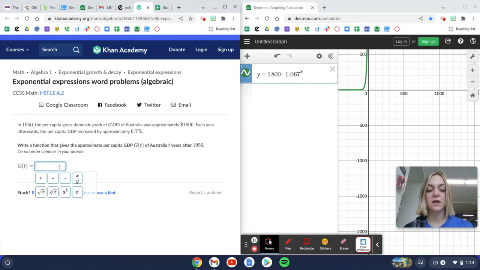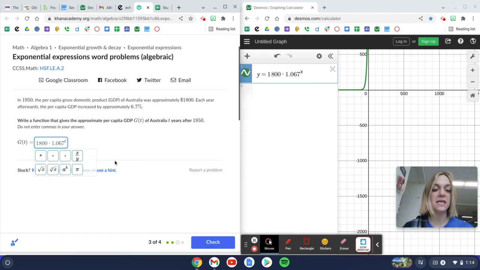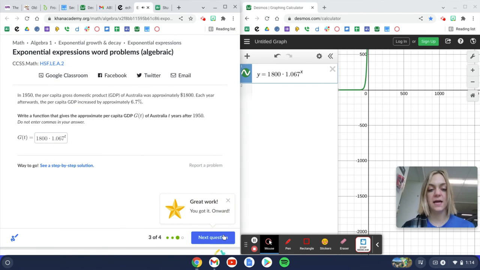So when I come over here to type that in, it's going to be 1,800 times 1.067. And then I'm using t as my variable because it says t years after 1950. And I also have g of t here, so I need to make sure that I use t. And then I'm going to go ahead and check it, and I did a beautiful job. So all you have to do is put the equation. You're not solving for anything, just what equation you would use.